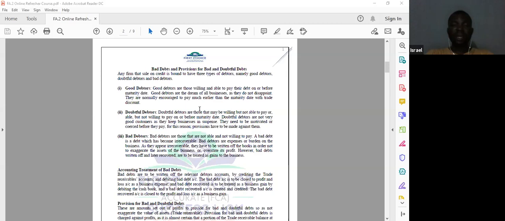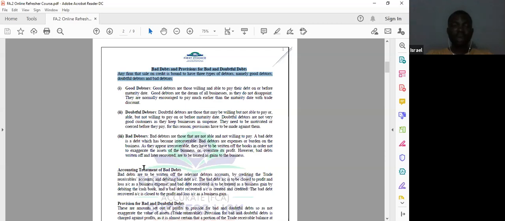In accounting, we normally make provision for it. We make provisions because we are trying as much as possible to prepare financial statements that represent the company, not overstate or understate the present condition of the organization. These are the things that we consider. So that's why any firm that sells on credit is bound to have three types of debtors: the good debtors, the doubtful debtors, and the bad debtors. I think I've explained that.